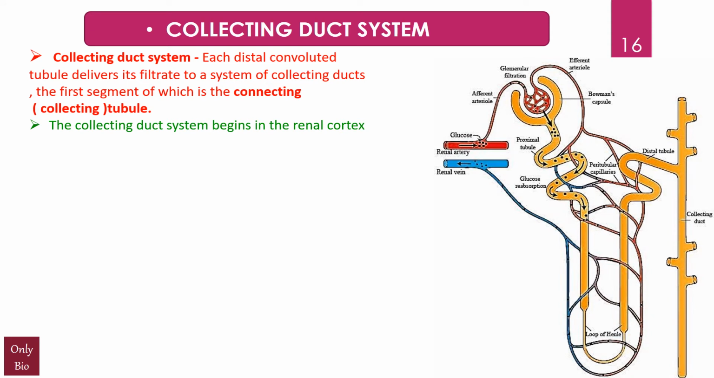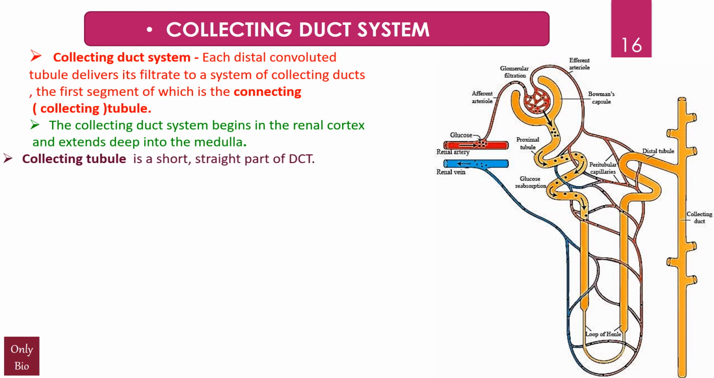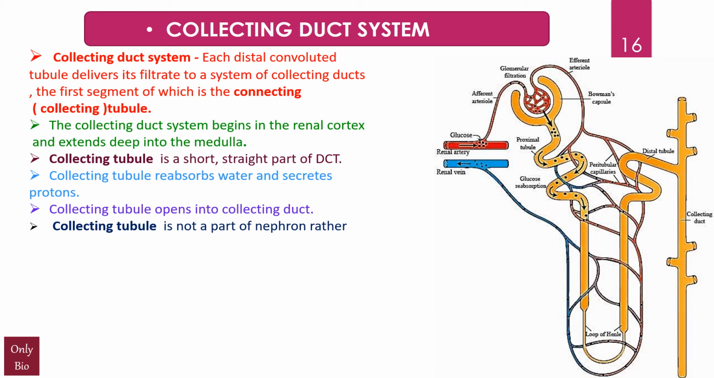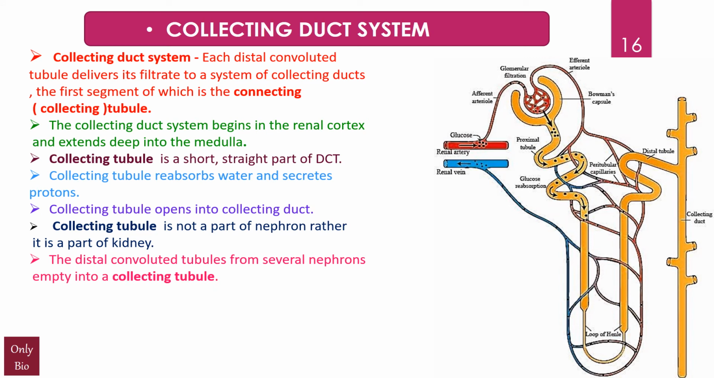The collecting duct system begins in the renal cortex and extends deep into the medulla. Collecting tubule is a short, straight part of the DCT. Collecting tubule reabsorbs water and secretes protons. Collecting tubule opens into the collecting duct. Collecting tubule is not a part of nephron, rather, it is a part of the kidney. The DCT from several nephrons empties into collecting tubule.